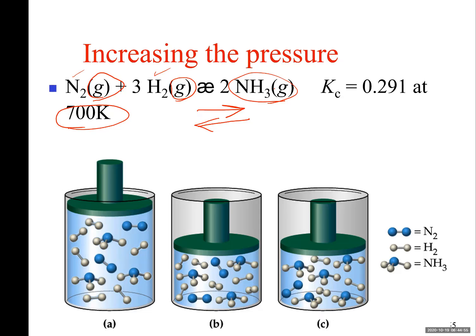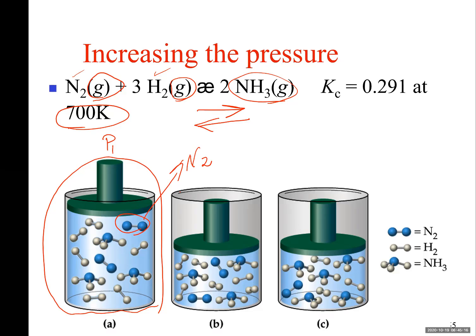So in case A, the reaction is gaseous, under a fixed pressure. Suppose this is the pressure, let's call it P1. We have mixed nitrogens, the blue ones are nitrogens, with gray molecules, which are hydrogens. They have reacted at a fixed temperature and fixed pressure of P1, and you see the reaction is at equilibrium.